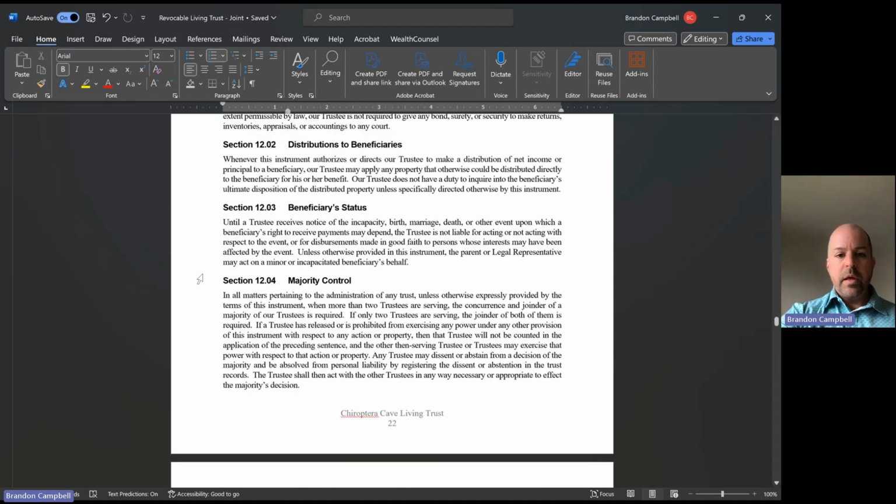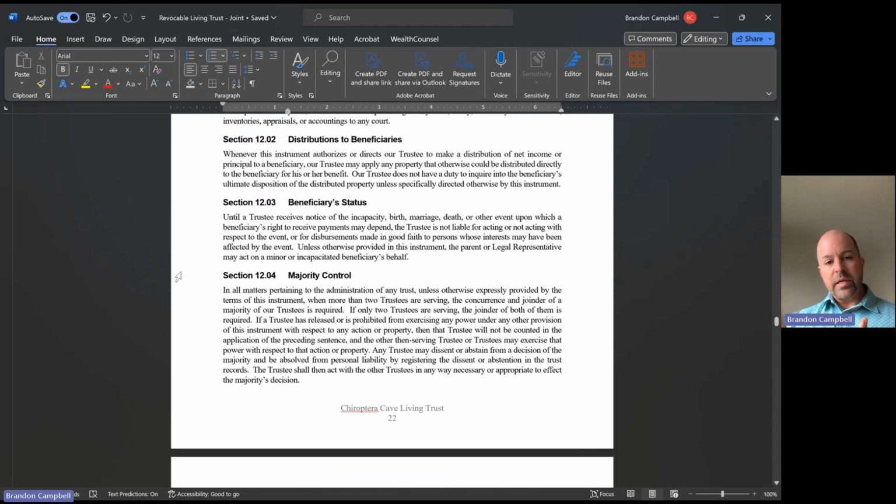Beneficiary status. Very simply, the trustee is going to operate on the status quo until they're told otherwise. So an example is if a beneficiary is single, the trustee is just going to keep operating as though they're single until the beneficiary notifies them that they got married. Things along those lines.